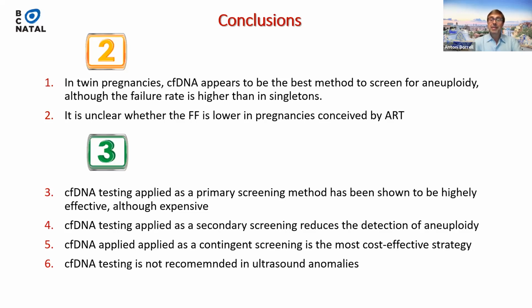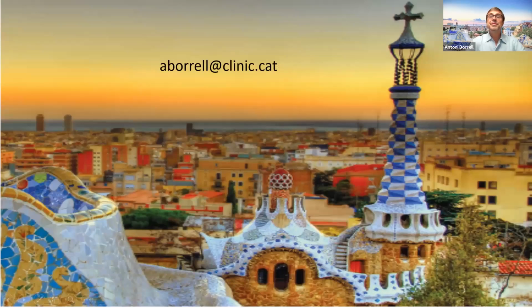Cell-free DNA testing applied as a secondary screening reduces the detection rate of aneuploidy, because we are replacing invasive procedures by cell-free DNA testing, which doesn't have a 100% detection rate, although we are also reducing the fetal loss rates. Cell-free DNA testing applied as a contingent screening is the most cost-effective strategy, and this has been our model. And finally, cell-free DNA testing is not recommended in ultrasound anomalies. Thank you very much. I will be happy to take questions.